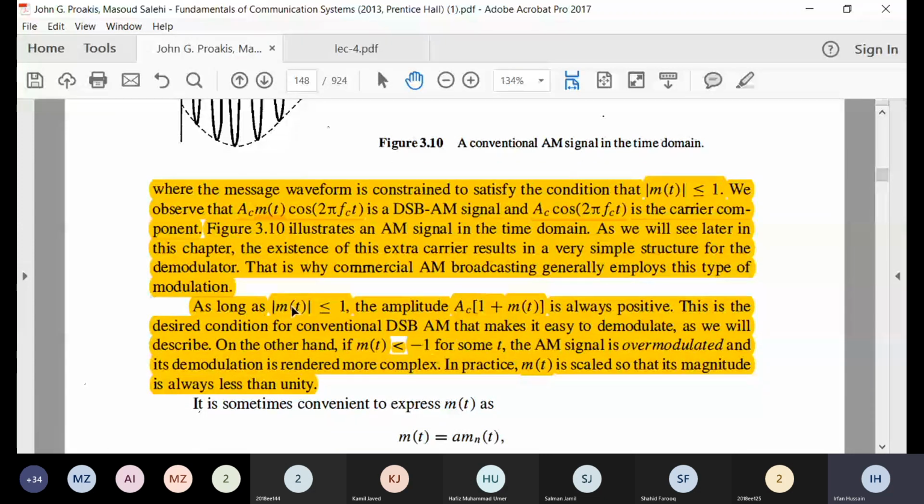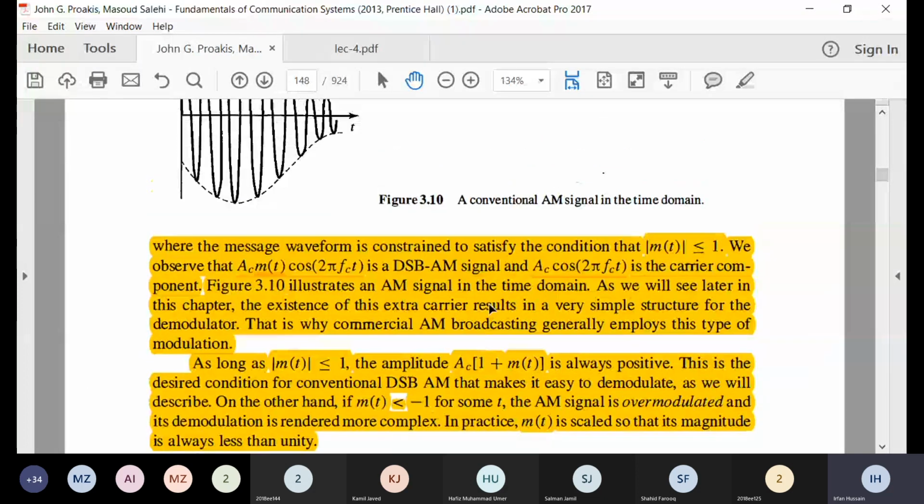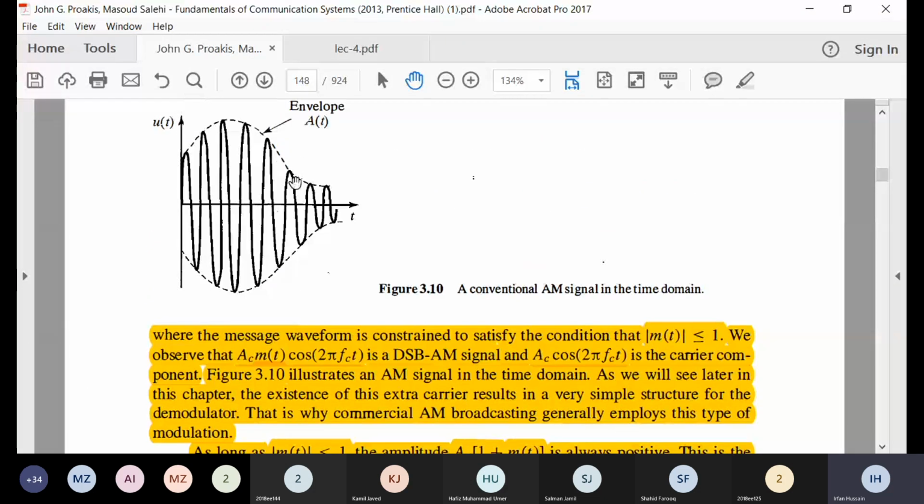As long as this m(t) is less than or equal to 1 in magnitude, you can very well see that 1 plus m(t) will always be a positive number, because at the maximum negative, m(t) will be minus 1. In that case this will be 0. Alright, so your envelope will just come down to 0, but still it will remain positive.